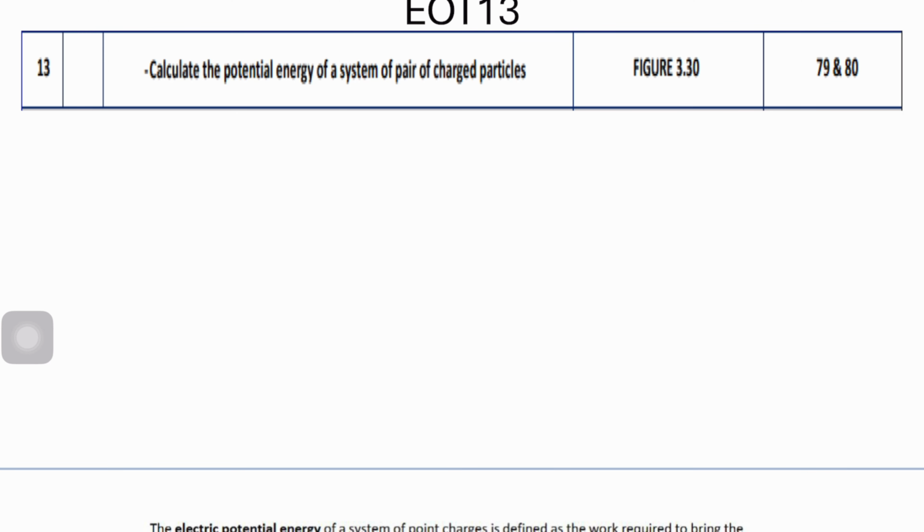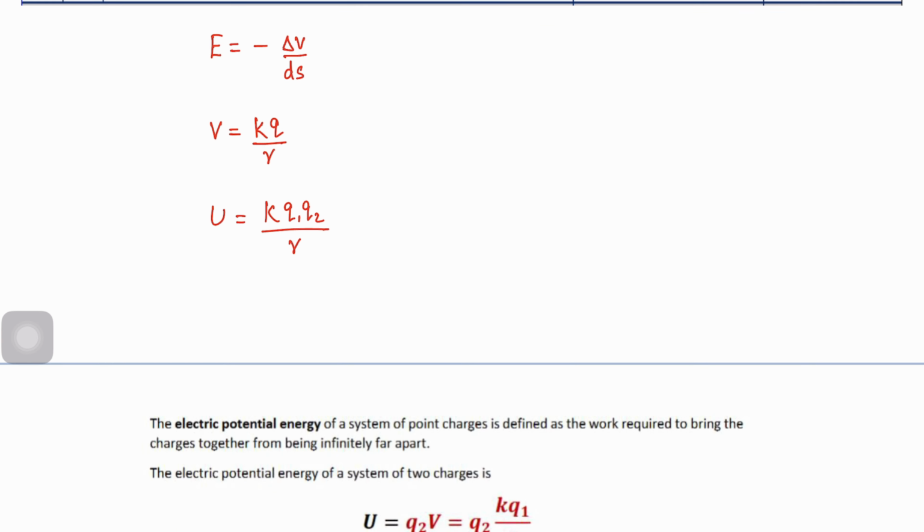Hello students, in this video I'm going to cover question number 13 of your EOT. In this we are going to talk about potential energy, system of pair of charge particles. So you should know about the electric field E, which is minus delta V over ds. You should know V is equal to KQ over R. You should know U is equal to K Q1 Q2 over R. Clear? These are just the basic equations you should know.